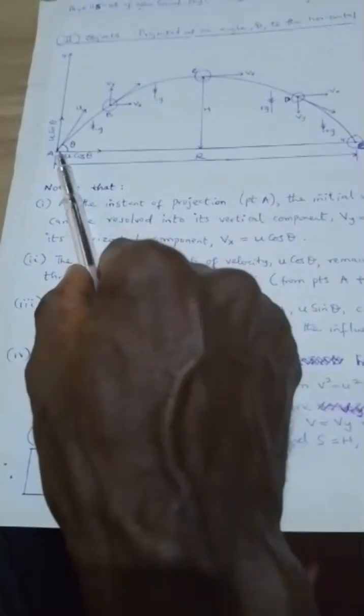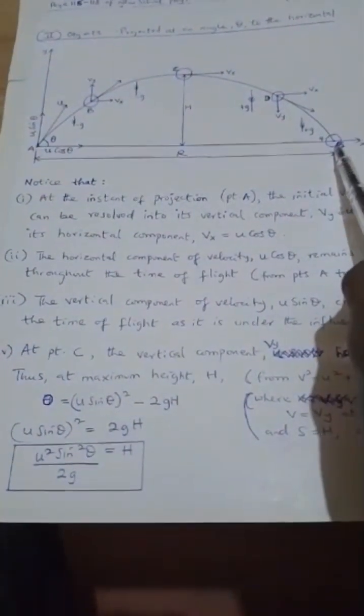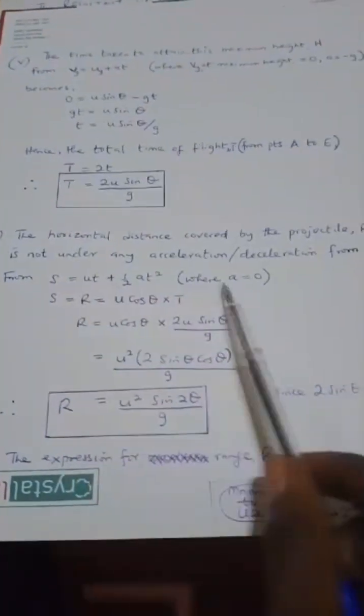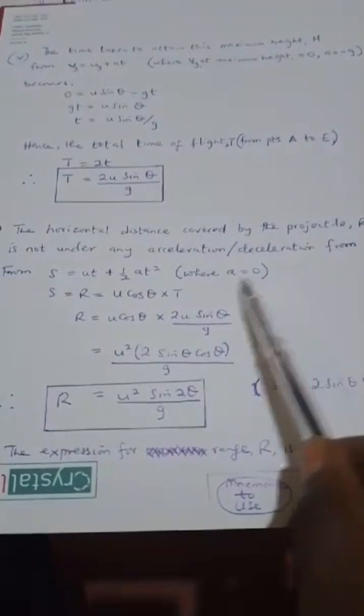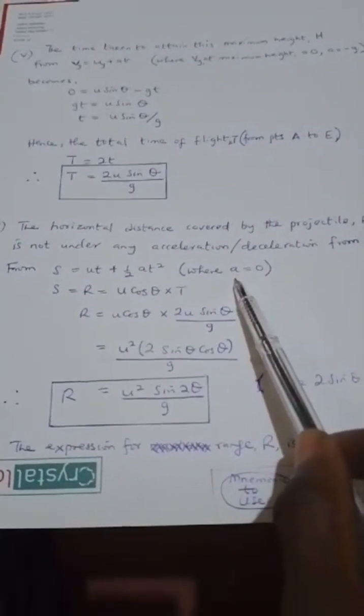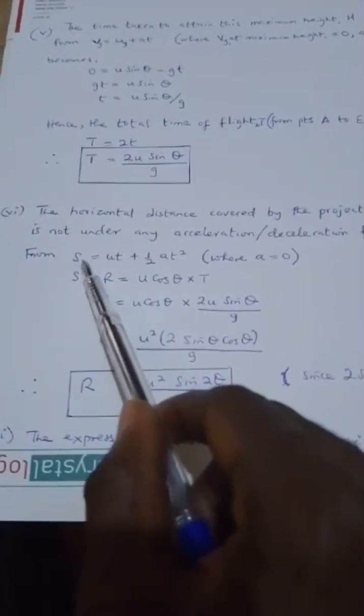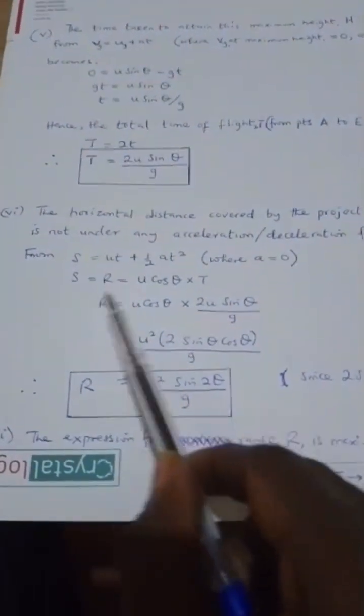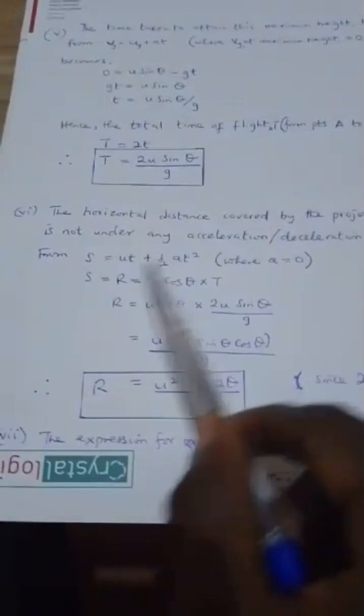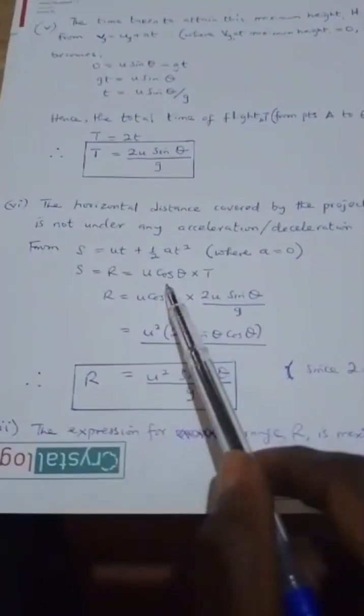So the initial u cos theta at point A, the starting point, is the same u cos theta that will be at this end point E. So we just simply have that. You can use s equals ut plus half at squared, remember the second equation of motion, where a is the acceleration. This a is 0 for horizontal distance. So for our horizontal distance, range, all of this becomes 0. We're left with ut, okay?